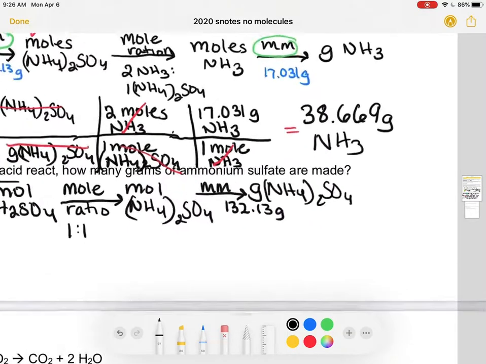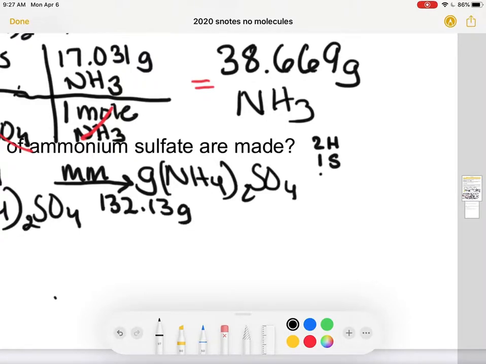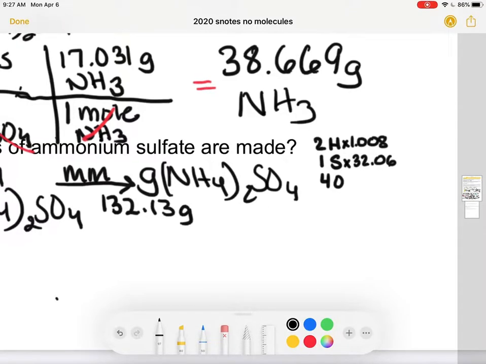So I'm going to do it over here in the corner. It's H2SO4: 2 H's, 1 S, 4 O's. Each H is 1.008. S is 32.06. Oxygen is 15.999. So 2.016, 32.06, and 63.996.